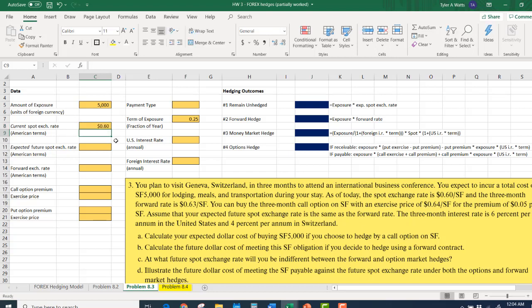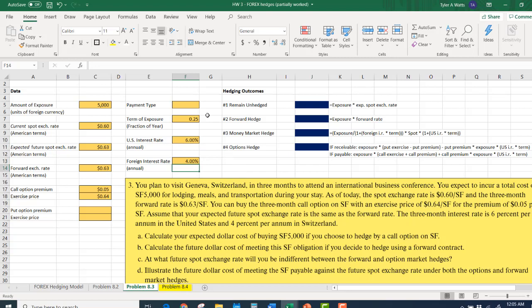The 3-month forward rate, that's going to be here, is $0.63 per Swiss franc. You can buy a 3-month call option. Okay, here we go. Call option. Strike price is 64 cents per Swiss franc. The premium is 5 cents per option. Assume that your expected future spot exchange rate is the same as the forward rate. So that'll be 0.63 right here. 3-month interest rate is 6% per year in the US and 4% per year in Switzerland.